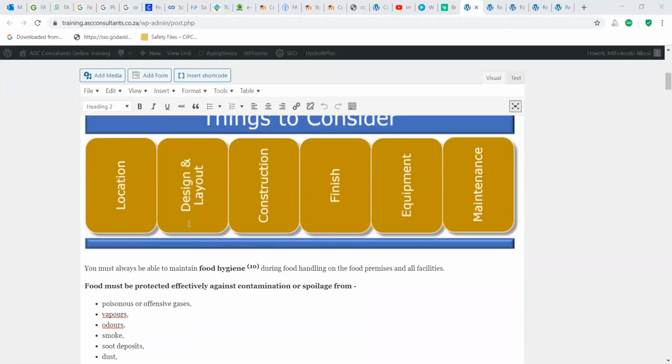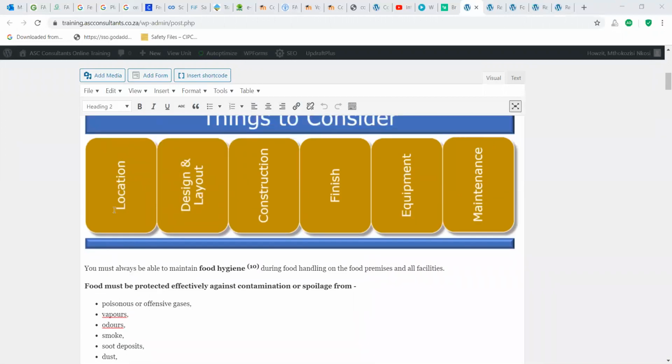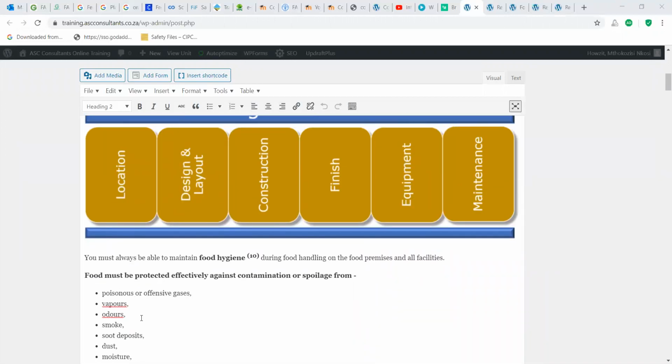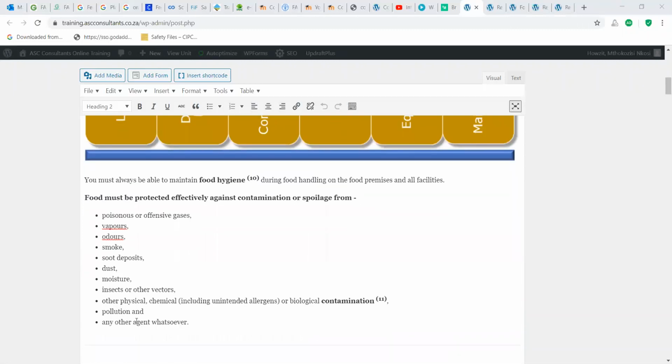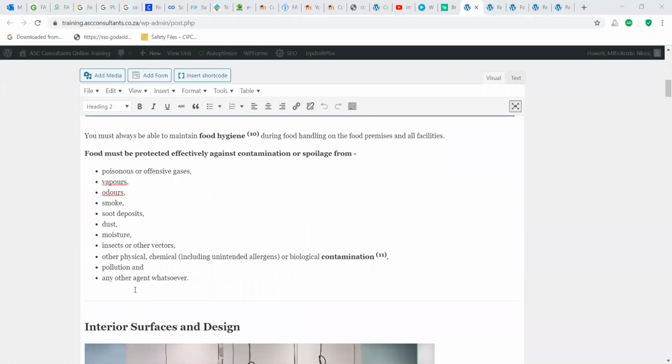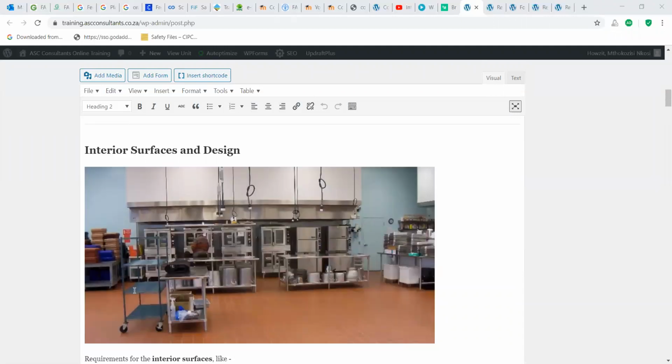So in terms of the location, we're looking at where is it located? Is it located in an area that has a lot of poisonous or offensive gases around? Is there a factory nearby that is releasing soot, deposit, dust? Or is it by an area where there is maybe a waste site that could result in contamination? So basically, you have got to consider all those factors to ensure that your facility is not contaminated.